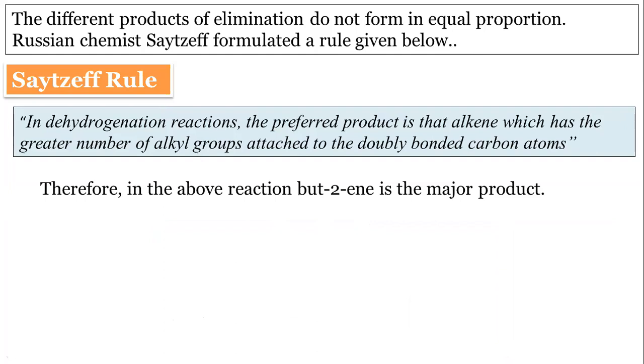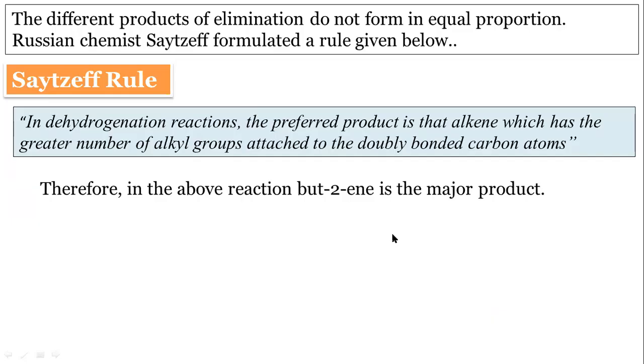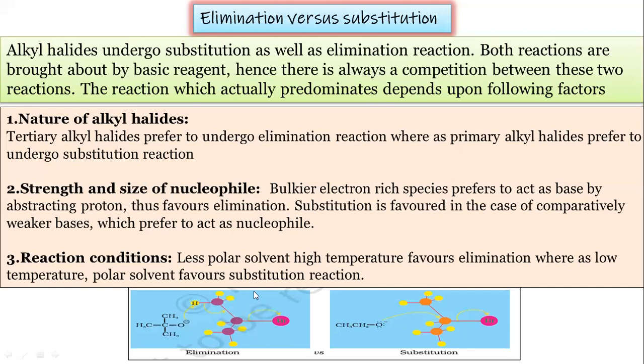And this rule, Saytzeff's rule, is applied in the elimination reaction when two products are formed. To identify the major and minor products, we have to apply Saytzeff's rule: the product with more alkyl groups attached to the carbon-carbon double bond is major. So in the above reaction, but-2-ene is the major product. So these are the elimination reactions.